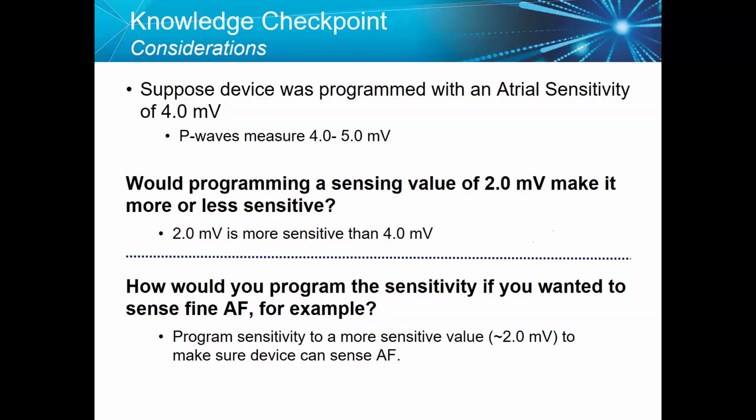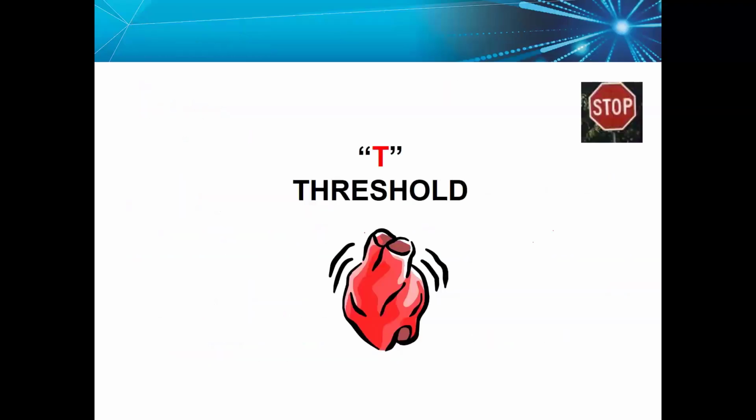Okay, but if we see the P wave is 5 and we adjust the sensing value to 0.5, it will make the device oversense. Okay, and if we adjust the sensing number at 5 and the P wave is 5, the pacemaker will go undersensing at the same number. Threshold. Okay, so now in the STOP method, S is for sensing and T is for threshold.